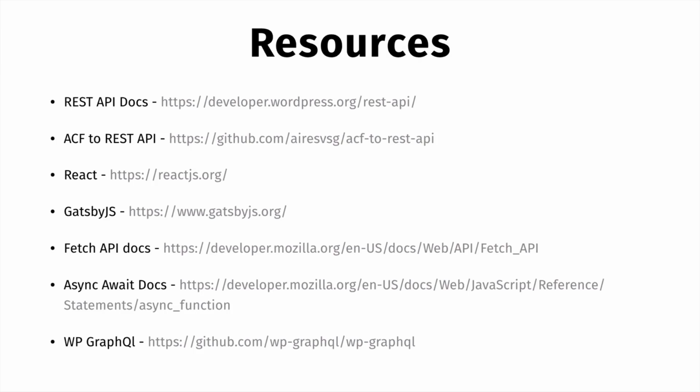So these are the resources I mentioned. And the Mozilla developer docs are super useful. It helped me learn fetch, and I'm learning async await, which is a better way to do fetch because you can do more object-based things with it. And then you have GraphQL for WordPress. And that's it.